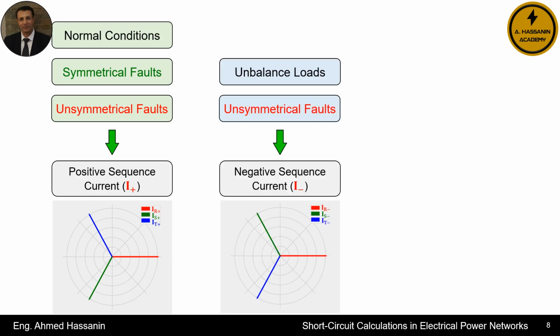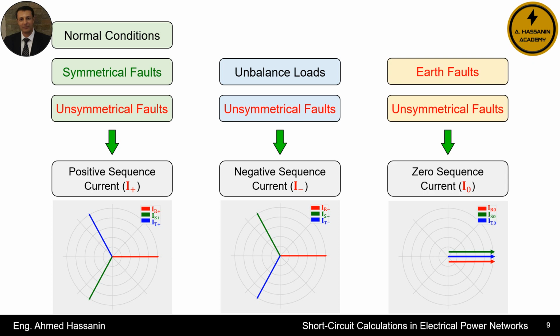As for the negative sequence current, it appears in two cases. The first case occurs with unbalanced loads, meaning the values of the loads on the three phases R, S, T are different. This, of course, causes varying current values to flow through the three phases R, S, T, leading to unbalanced current. The second case is that the negative sequence current appears in unsymmetrical faults, and as we have learned in previous lectures, the different types of unsymmetrical faults.